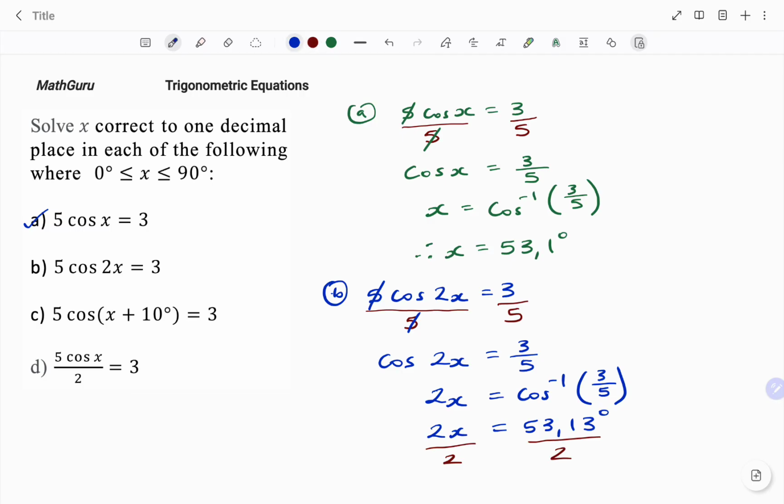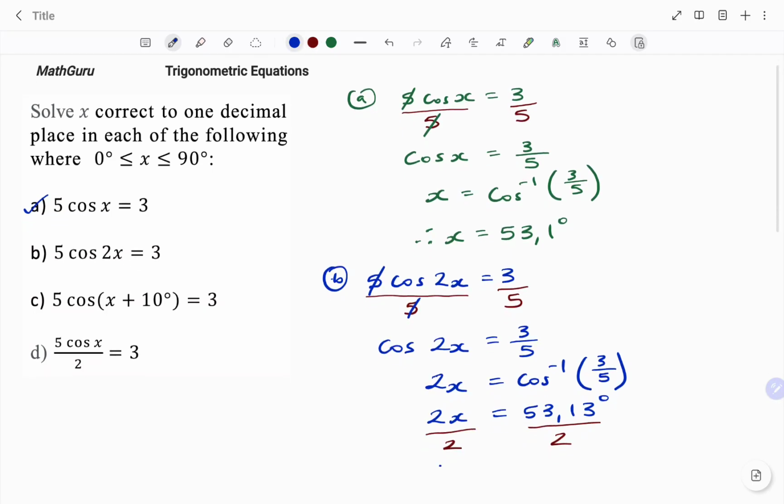Therefore, the value of x will be 53.13 divided by 2. That's going to give me 26.6 degrees to one decimal place.